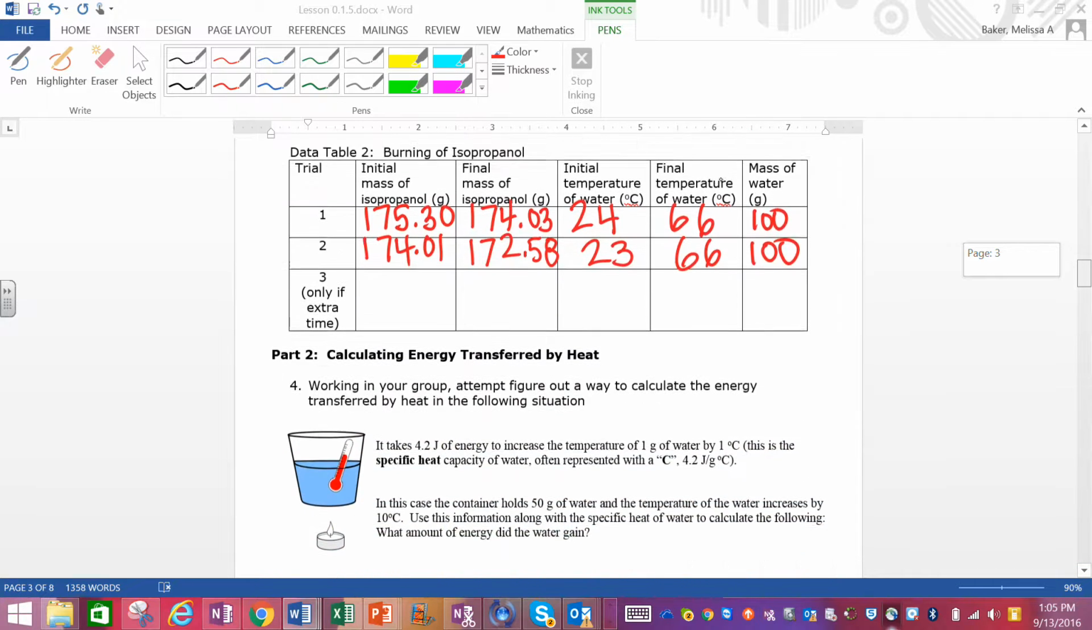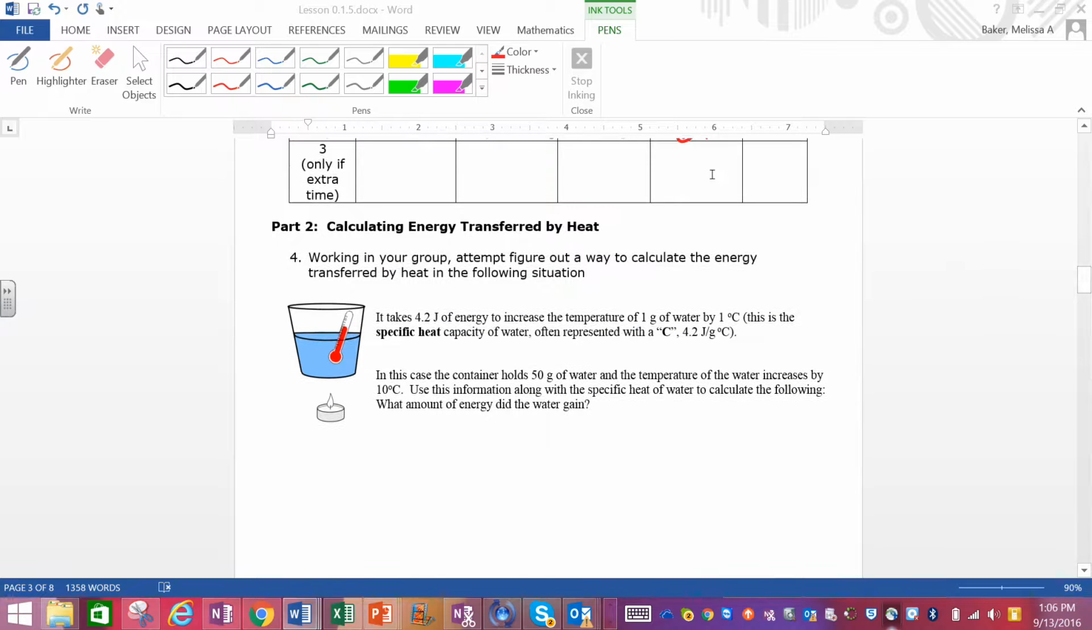So before we start getting into our calculations, there's a question here. It says, if it takes 4.2 joules of energy to increase the temperature of 1 gram of water by 1 degrees Celsius. By the way, that 4.2 number is called the specific heat capacity. Sometimes you'll see it represented with a capital letter C. So what if you're trying to figure out how much energy it takes to increase the temperature of 50 grams of water by 10 degrees Celsius?